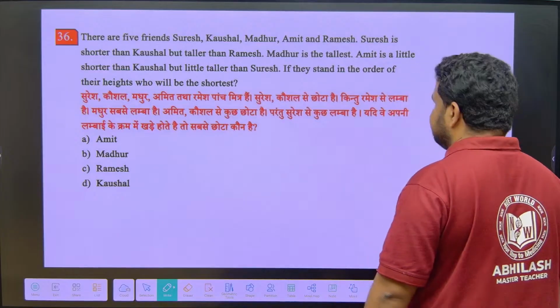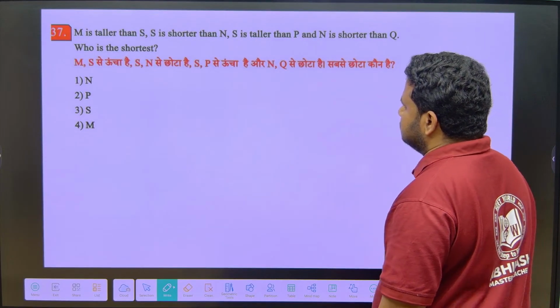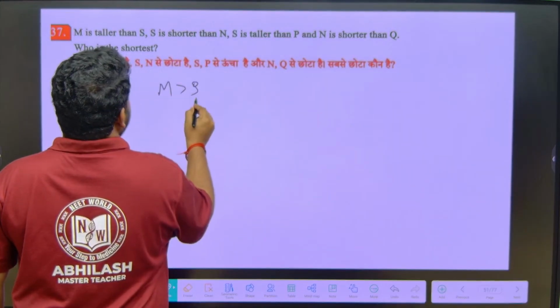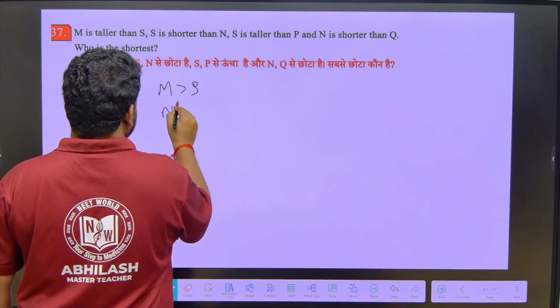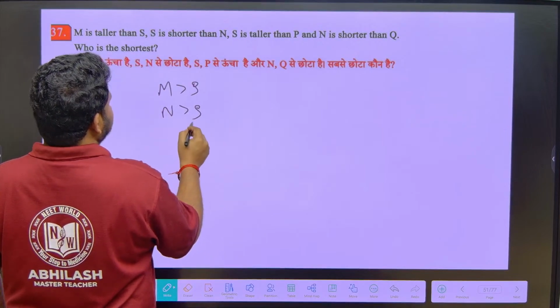Such type of question we have already solved. M is taller than S. S is shorter than N. That is, S is shorter than M and N is greater than S. S is taller than P.